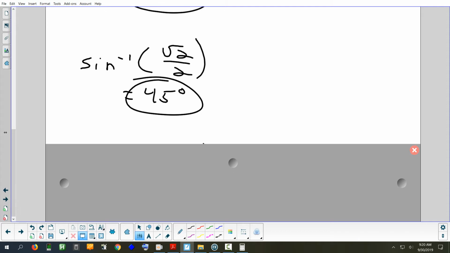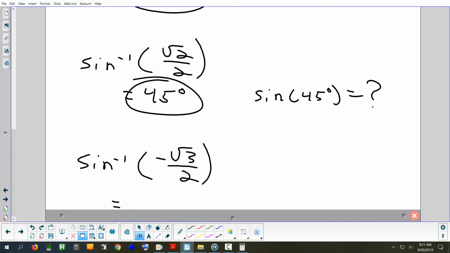Any question on that? Now, what if I asked you this? What's the sine of 45 degrees? Root 2 over 2. Exactly. Just the sine of 45 is root 2 over 2. The inverse sine of root 2 over 2 is 45. It's just going back and forth. Okay, and let's try one more.